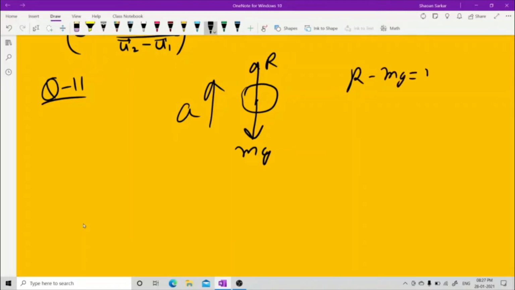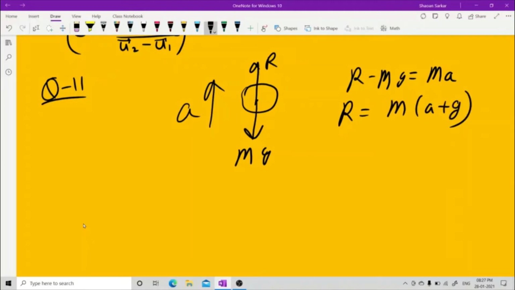R minus mg is equal to ma. I think I took small m; let me take capital M. Sorry. I took capital M: Mg, Ma. So R comes out to be M times (g plus a).